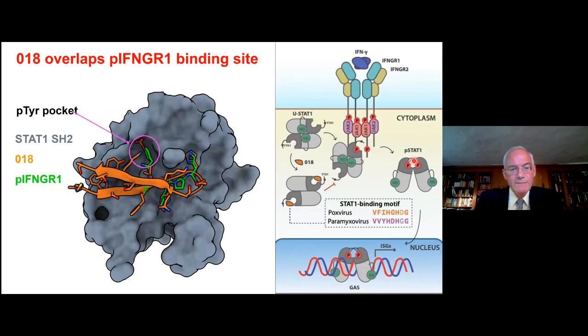Together with colleagues in biochemistry, he solved the co-crystal structure of this molecule and showed that the viral protein binds to the SH2 domain of STAT1 in a way that prevents the STAT1 molecule binding to the activated interferon gamma receptor. And lastly, remarkably, this same amino acid sequence is present in paramyxoviruses, very diverse viruses, and their inhibitors function in a very similar way. So a striking example of convergent evolution.